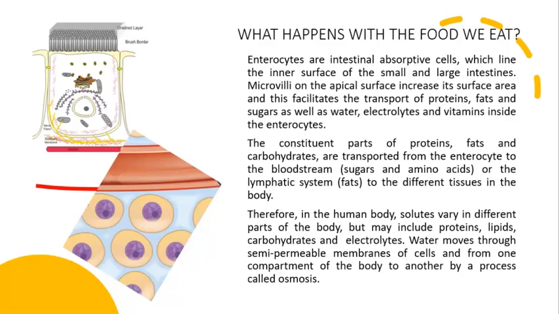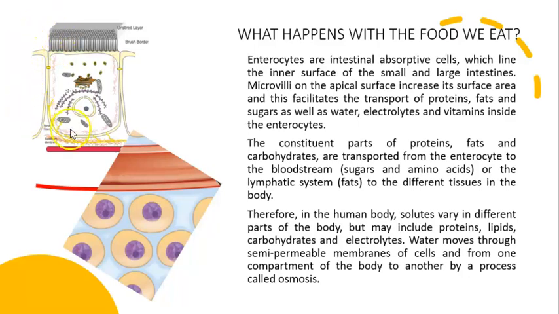What happens with the food we eat? The cells in the intestines are called enterocytes, and these cells are going to line the inner surface of the small and large intestine. These cells are going to have microvilli in the apical surface to increase the area of absorption, and this will allow the transport of proteins, fats, and sugar, as well as water inside the enterocyte.